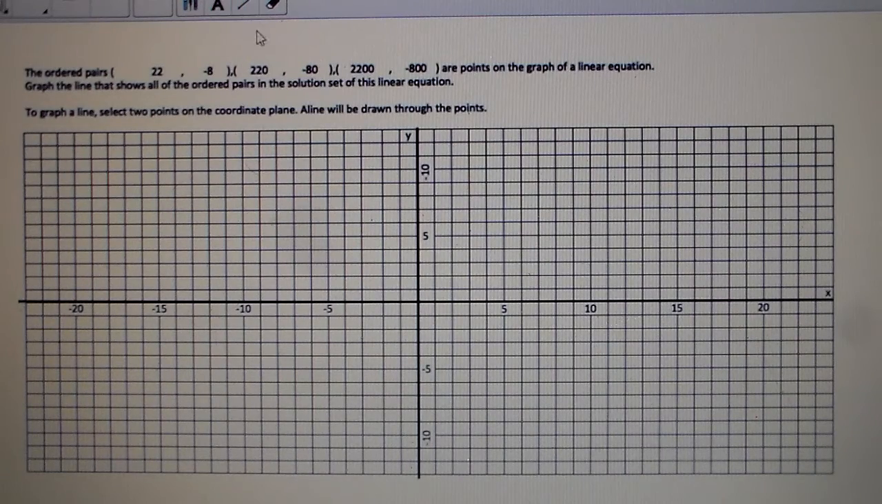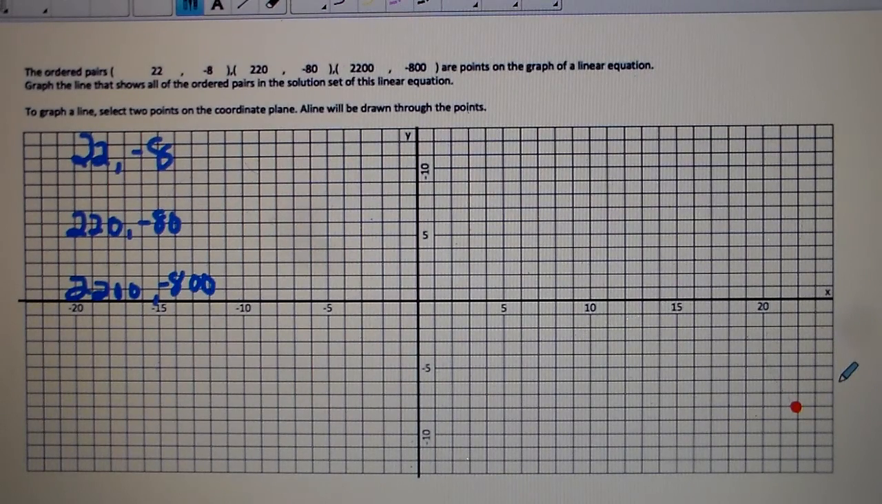So we got the ordered pairs 22, negative 8. We got 220, negative 80. And we got 2,200, negative 800. Now, of those coordinates, only 22, negative 8 works for us for graphing. So we go 22 to the right, 8 down, which should be that red dot right there. So that's the coordinate 22, -8.